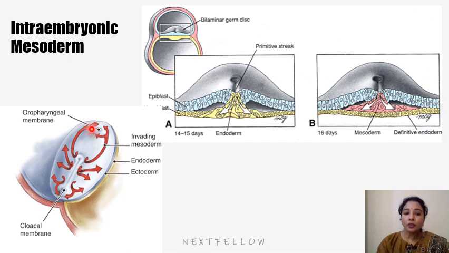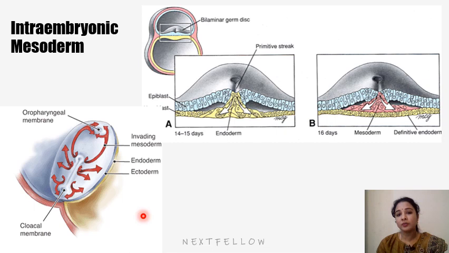And anterior to the procaudal plate, or oropharyngeal membrane, we see the mesoderm is continuous with each other. And the mesoderm in this area forms the septum transversum. So anterior to the procaudal plate, the mesoderm is continuous with each other to form the septum transversum.